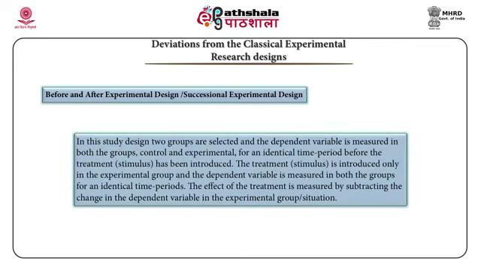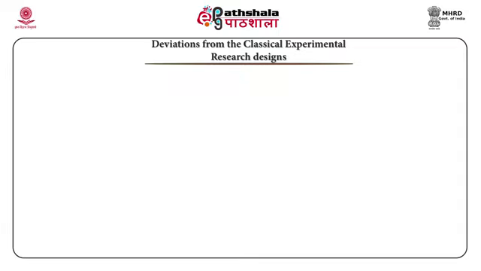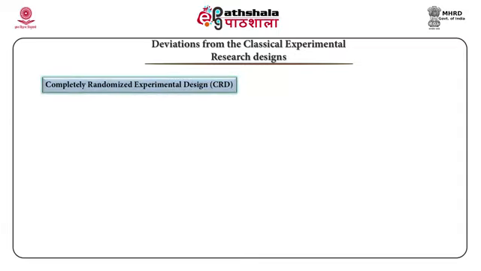Before-after experimental design with control group, or successional experimental design. In this study design, two groups are selected and the dependent variable is measured in both the groups, control and experimental, for an identical time period before the treatment has been introduced. The treatment or the stimulus is introduced only in the experimental group and the dependent variable is measured in both the groups for identical time periods. The effect of the treatment is measured by subtracting the change in the dependent variable in the control group from the change in the experimental group or situation.